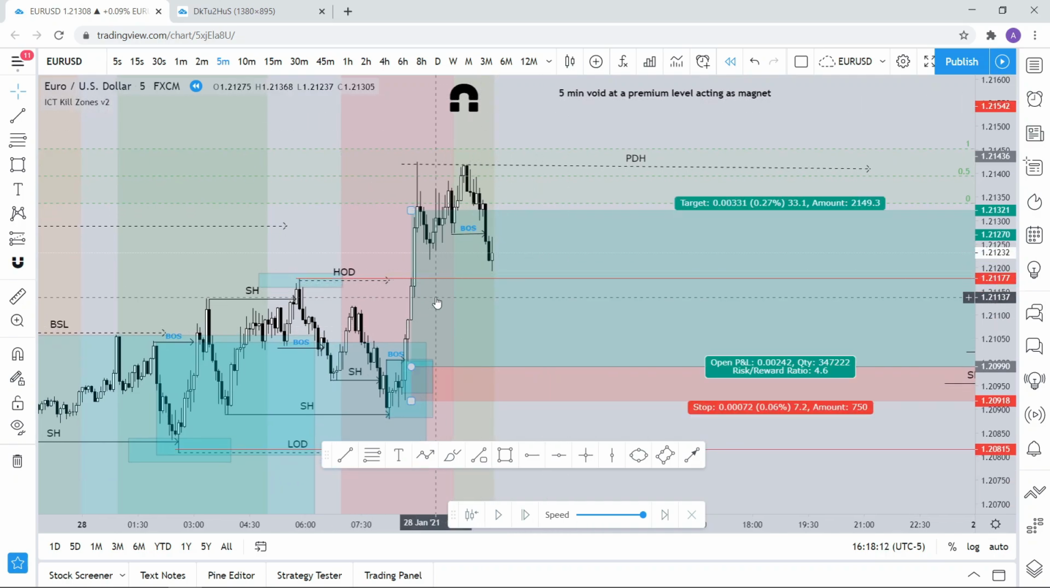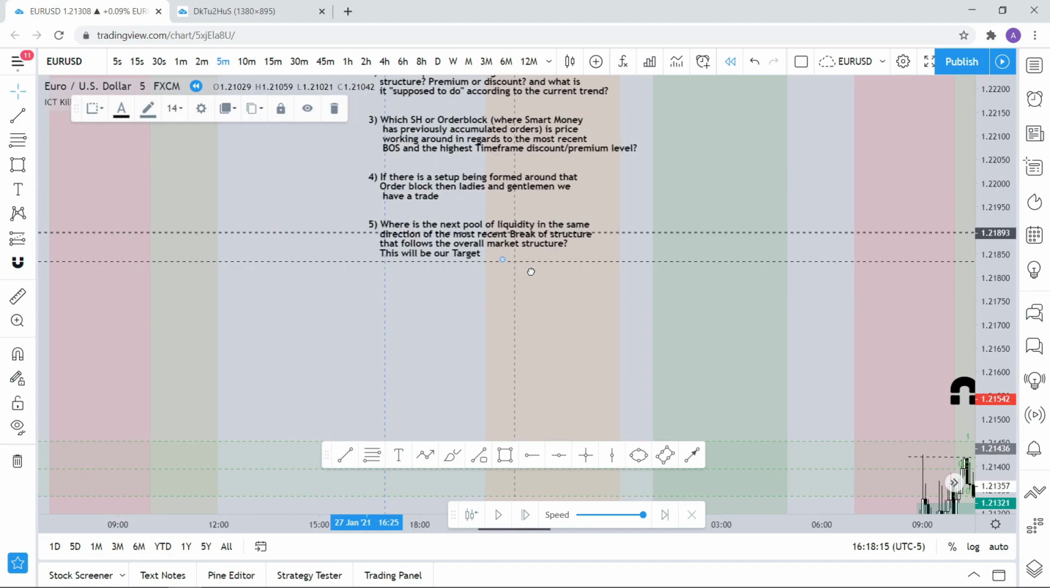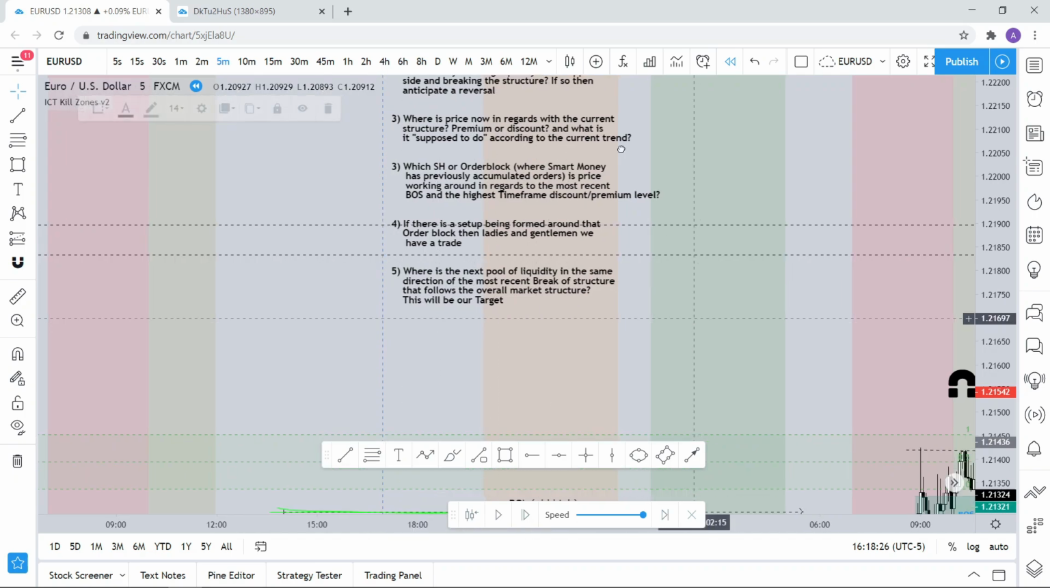Why might price go lower? Because we have a void, and that is one of the questions that we have here, which is the last one. Where is the next pool of liquidity in the same direction of the most recent break of market structure that follows the overall market structure? This will be your target.